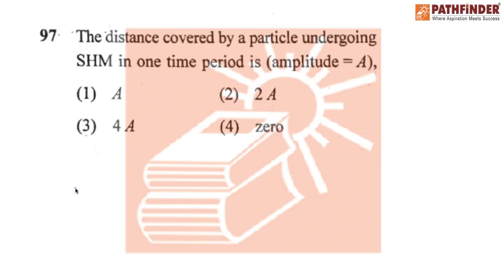The distance covered by a particle undergoing SHM in one time period. Okay, it's not asked what is the displacement. The displacement is of course 0 after a complete time period. It is asked what is the distance covered by the particle. Okay, let's take from any point. Let's say the mean position. The particle is starting from mean position.